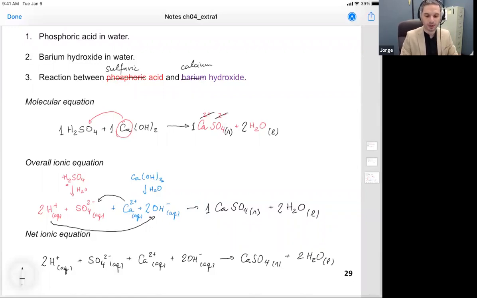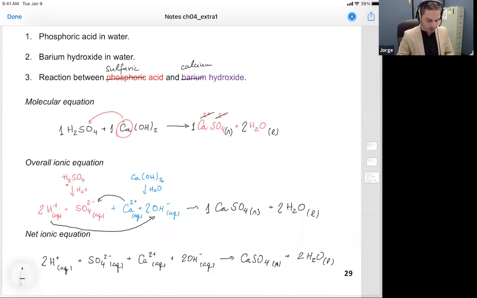Okay, did you get it? I hope so. And that's how you react acids with bases. So now we know all the ways to write the equation: molecular, overall ionic, and net ionic equation. Okay?